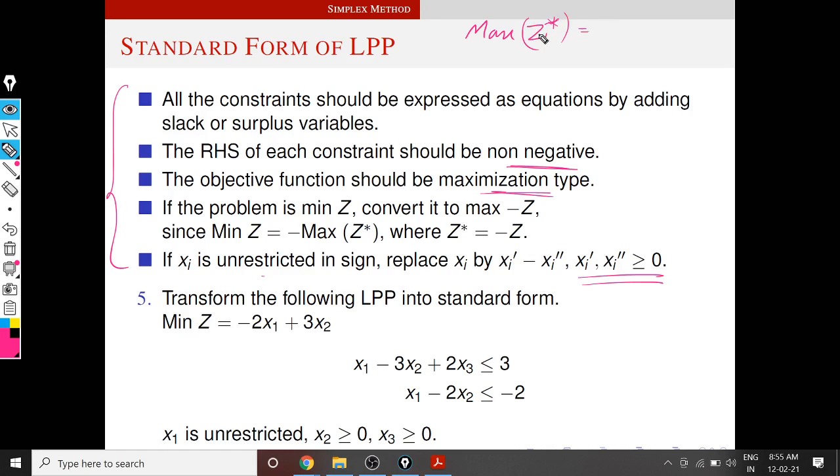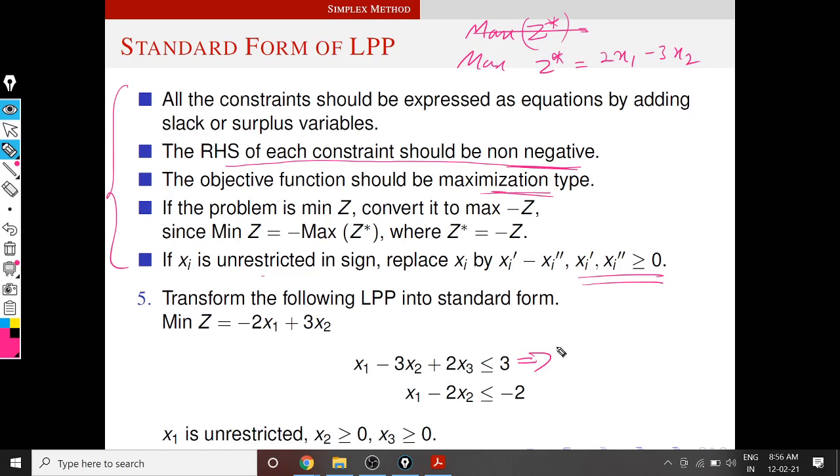Yes, the problem is like this: maximize z star. Z star means minus times z, that is 2x1 minus 3x2. So we have to maximize this function. Then next we have to convert all the inequations to equations. But we have one more condition: the RHS of each constraint should be non-negative. So what about this equation? What is the equation corresponding to this inequation? We have to add a slack or surplus variable to convert this into an equation.